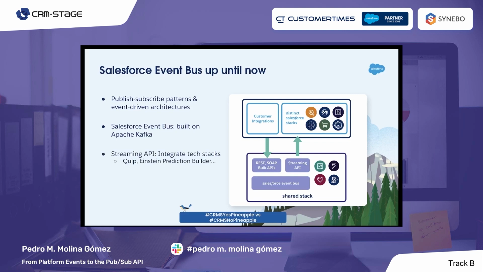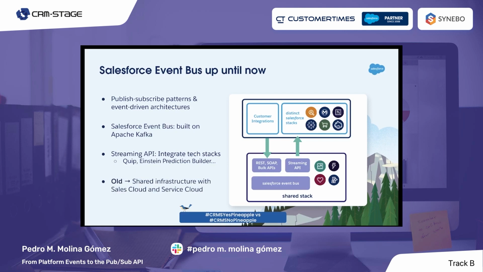We are all familiar with products like Quip, Einstein Prediction Builder, and Real-Time Event Monitoring. All of those products have their own tech stack and they integrate with Salesforce by means of the streaming API used by platform events and change data capture.